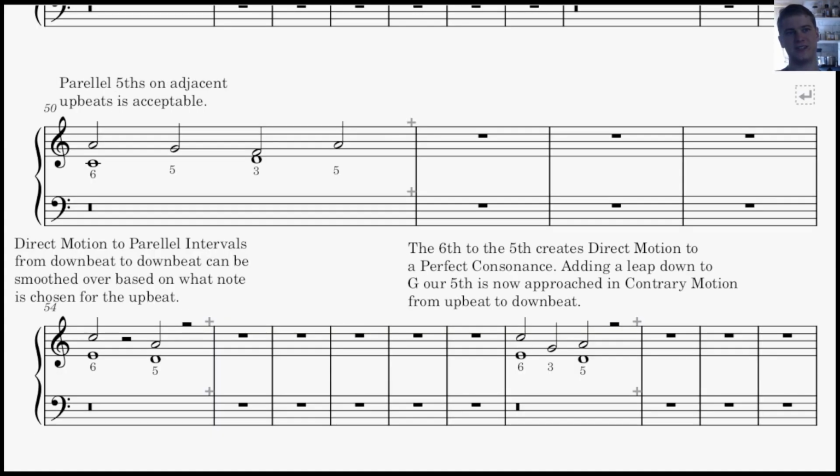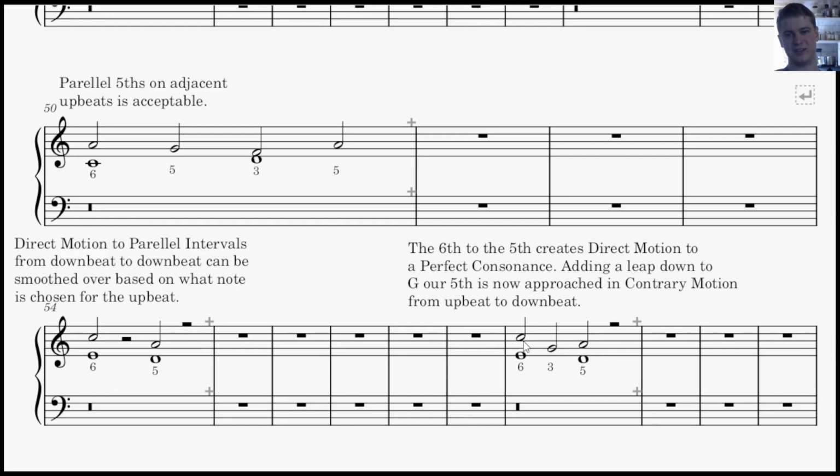The problem with adjacent downbeats is only a problem specifically with parallel motion. Direct motion to parallel intervals from downbeat to downbeat can be smoothed over based on what note is chosen for the upbeat. So here you can see we have E, C, and then we have D, A, so it's traveling to a fifth. And the fifth is also occurring on a downbeat, but here we add in the note G. G creates a leap down in our counterpoint, which then allows contrary motion to our fifth.